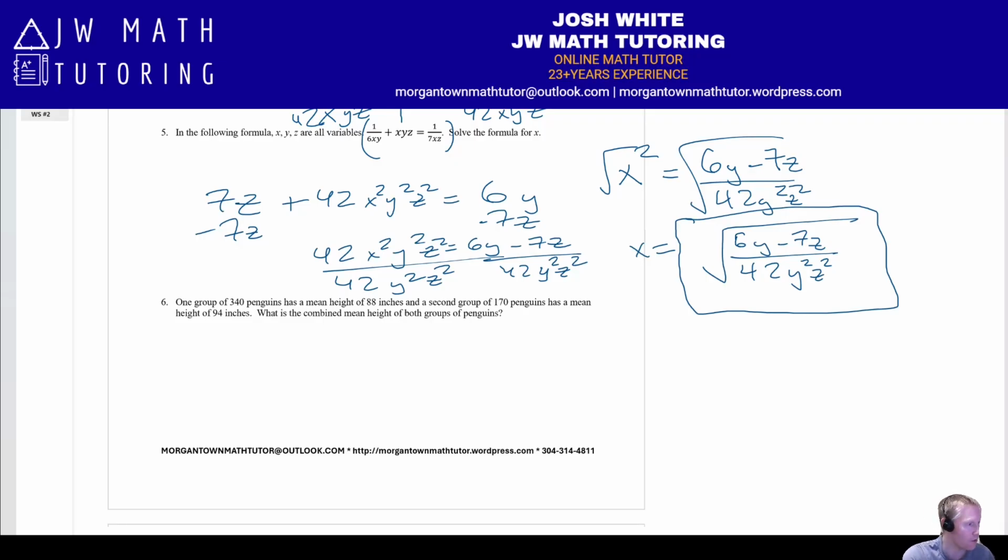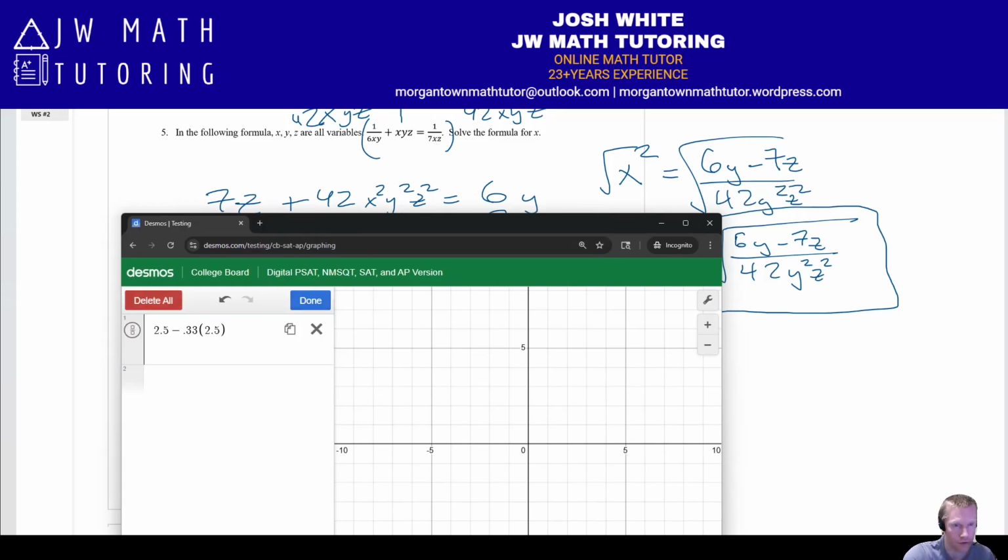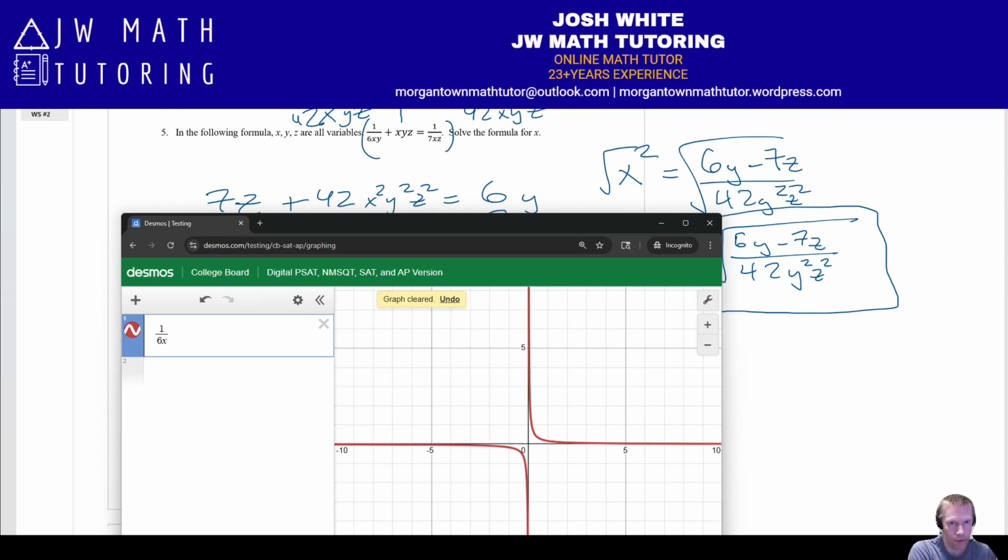Now, let's see how you could do this in Desmos. Okay, so first thing I'm going to do, I'm going to type the expression in, except I'm going to replace y with a and z with b. I will leave x in the equation as normal, though.